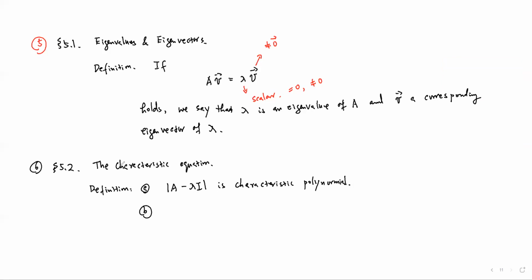Then how to find all the eigenvalues? Set this polynomial to 0. We call this equation the characteristic equation. Solve this equation for all the roots, then we get all the eigenvalues.